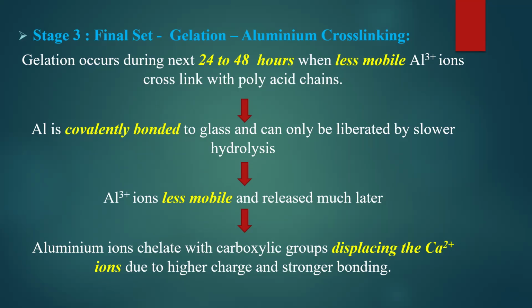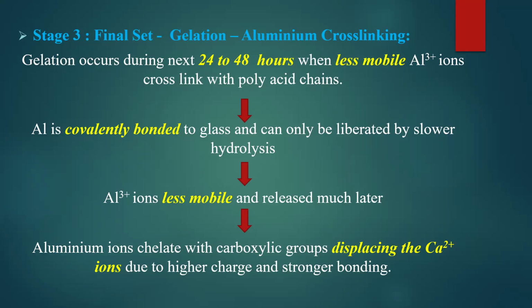So aluminum is covalently bonded to glass, and can only be liberated by slower hydrolysis. Aluminum ions are less mobile and hence they are released much later. So there are two reasons why we have a delayed final setting reaction. One is the final setting happens because of the release of aluminum ions. The aluminum ions are released at a much later stage because aluminum is covalently bonded to glass particles and can be liberated only by a slower hydrolysis. Aluminum ions are less mobile and are released much later.